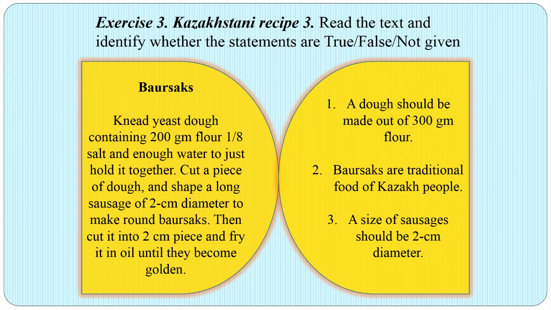The next exercise is devoted to deducting the idea from the context. In other words, you will read the text and identify whether the statements are true, false, or not given. Take into account that if the information is given correctly, then it is true. If the information is opposite, then it is false. If information is missing, then it is not given.